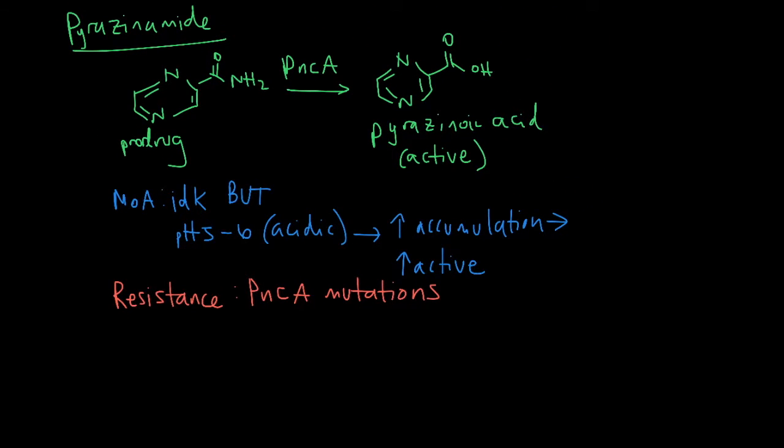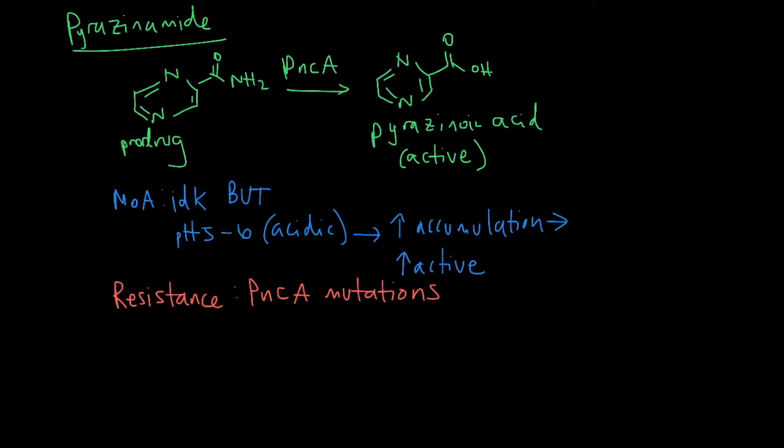So our next antimycobacterial is pyrazinamide. It's a prodrug that's converted to pyrazinoic acid, which is the active drug, by PNCA. So you can remember the structure of pyrazinamide because it's one of the few structures in this exam, and it has an amide group. So pyrazinamide has an amide group. Funny, right? And it's converted to pyrazinoic acid, which has an acid group, by PNCA.